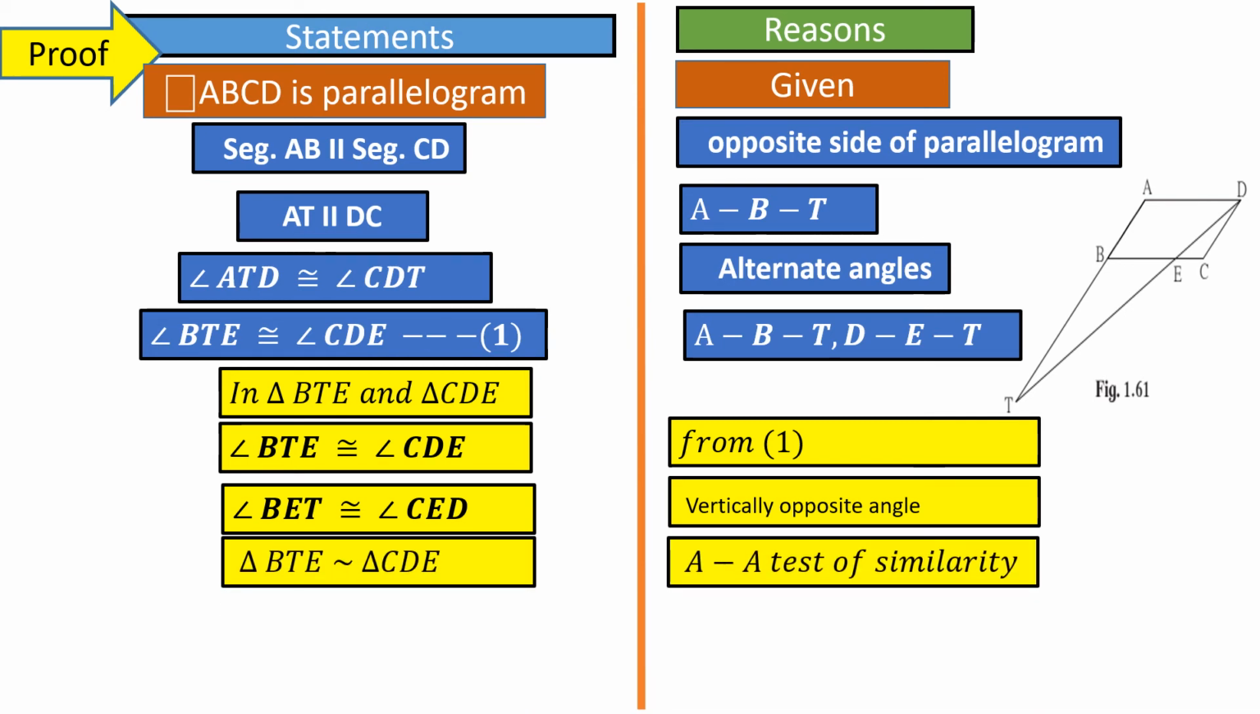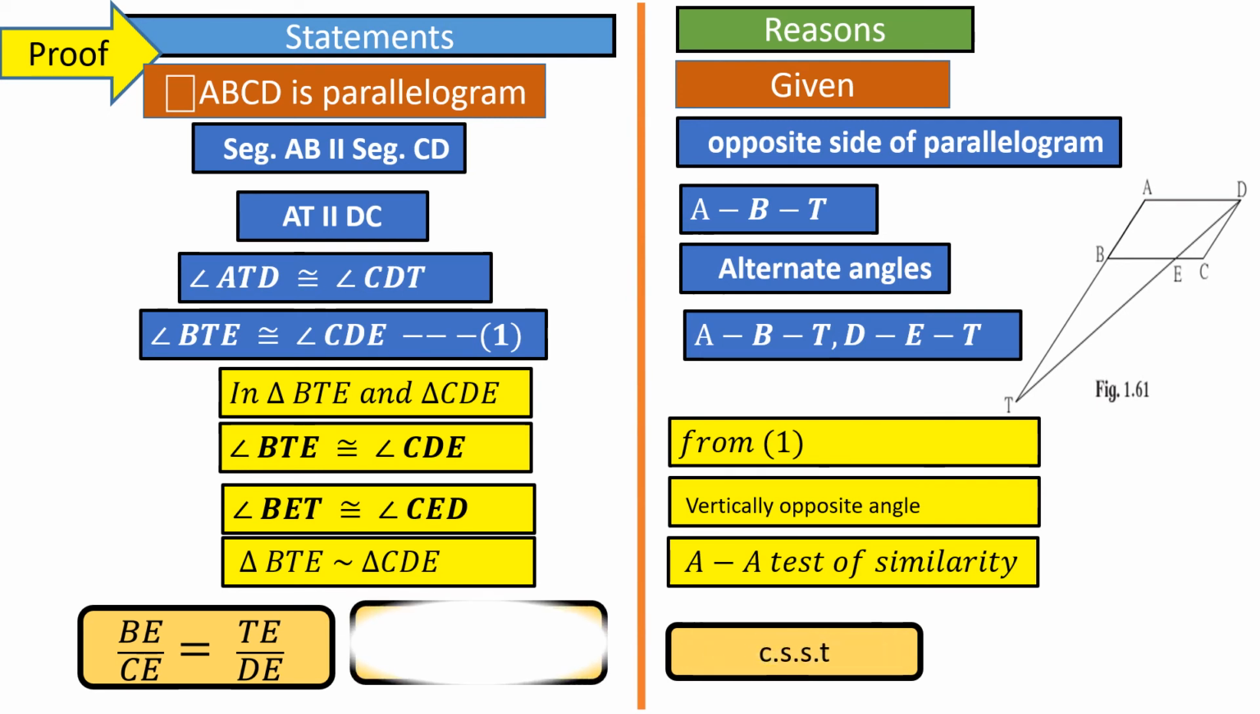If triangles are similar, as you know, their sides are in proportion. So BE upon CE will be equal to TE upon DE. We'll do cross multiplication. We'll get what is to be proved, that is DE into BE is equal to CE into TE. This is how we have to prove.